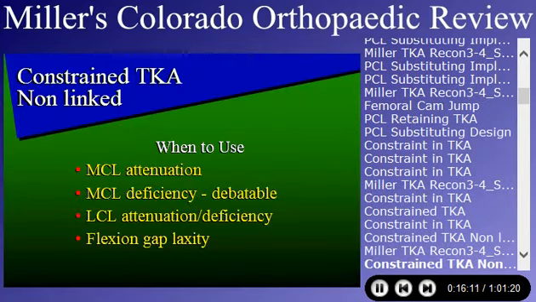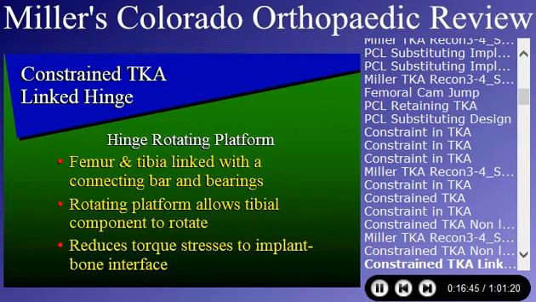So when do you use a constrained knee, non-linked high post? It's when your MCL is attenuated and stretched out. Some use it for complete MCL deficiency, but that puts a lot of stress on that post, so that's a debatable question. But I would tend to use a high post for MCL deficiency. Anytime the lateral collateral ligament is stretched out or deficient, it's a good indication for the high post. And again, flexion gap laxity. If your extension's okay, you drop down to flexion and your gap opens, that high post will keep your prosthesis stable. And that's a good test question, flexion gap laxity, high post. A hinge rotating platform.